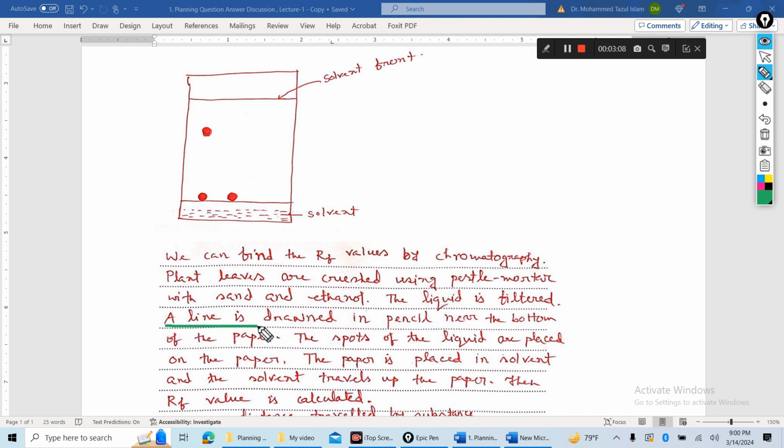Then a line is drawn here in pencil near the bottom of the paper. Then spots of the liquid are placed on the paper, on the pencil line. One spot, two spots are placed on the pencil line.